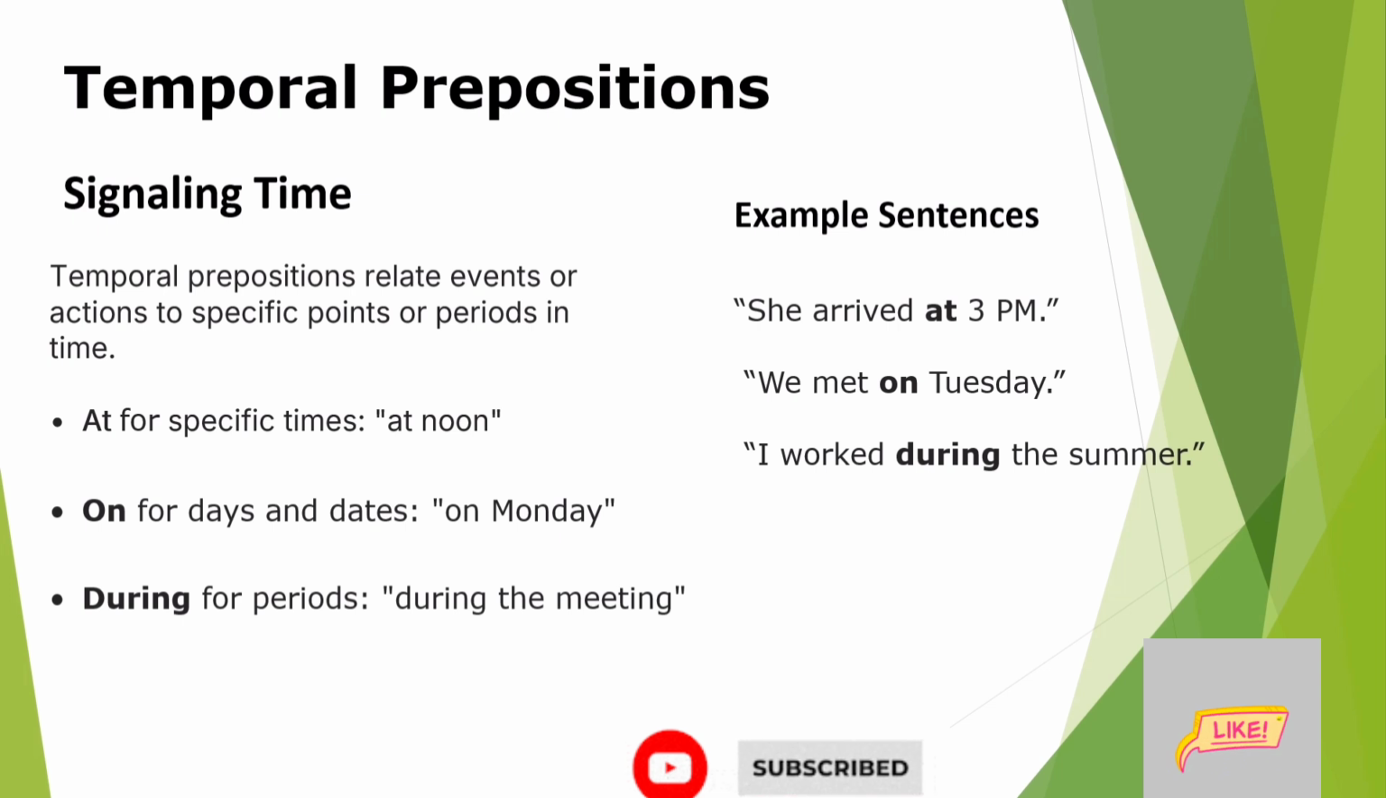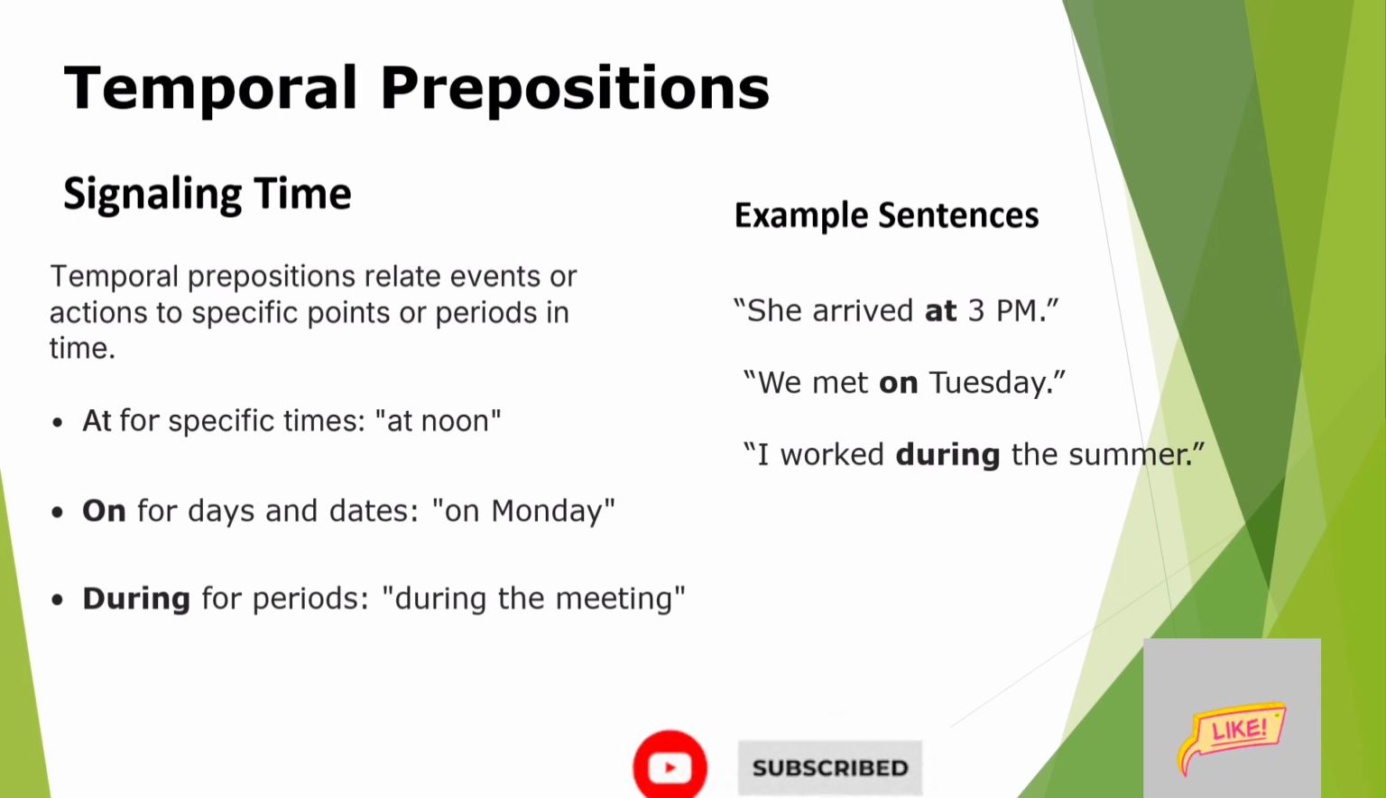Number three, in for months, years, centuries, and long periods. Use in when talking about months, years, centuries, seasons, or parts of the day. Examples: she was born in August, the city was founded in 1890, flowers bloom in spring, I study in the morning. Tip: use in for longer time periods and parts of the day.